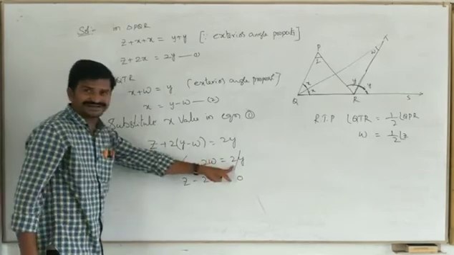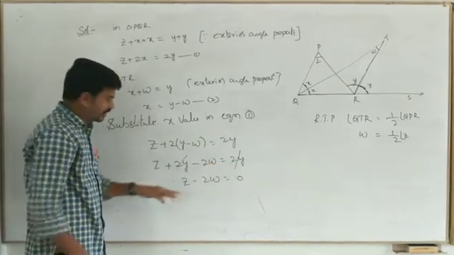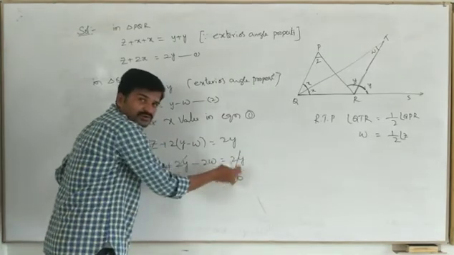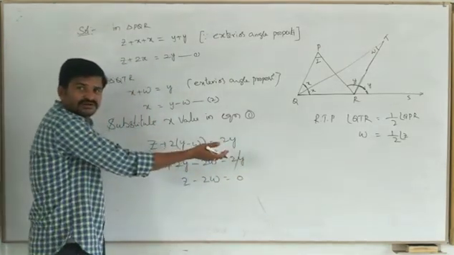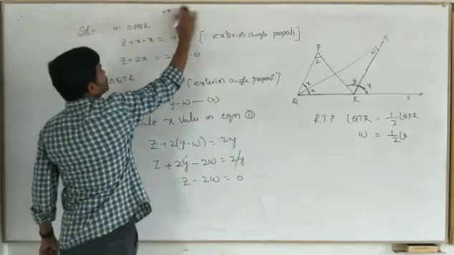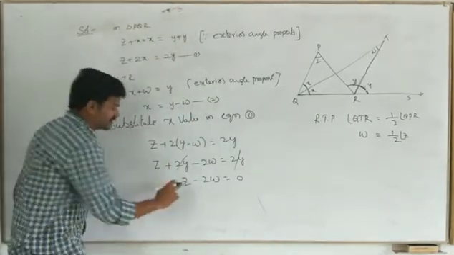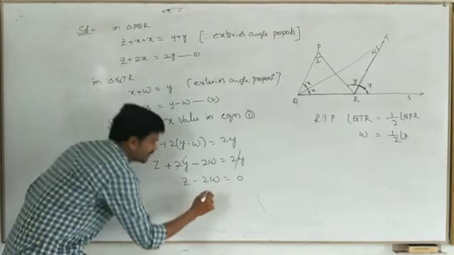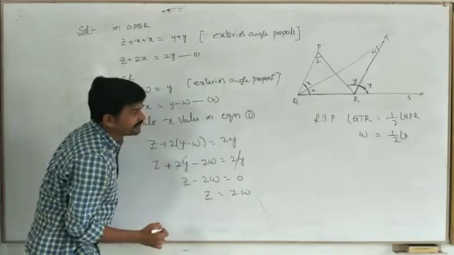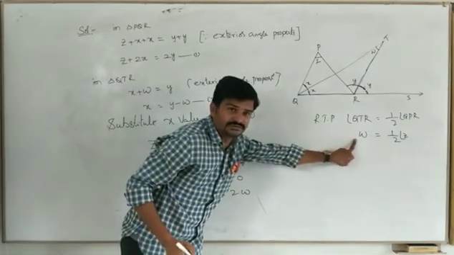This 2y will get cancelled. Both are plus only. If you send it to that side, this plus 2y becomes minus 2y, no? 2y minus 2y will be 0, no? Say both sides have the same numbers, you can cancel it, no problem. Z equals 2w. But what do we need? W equals? Half of Z.